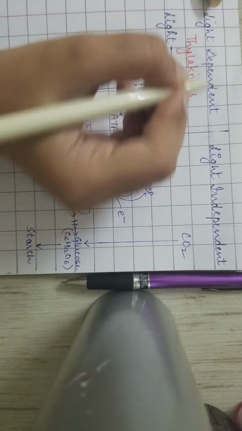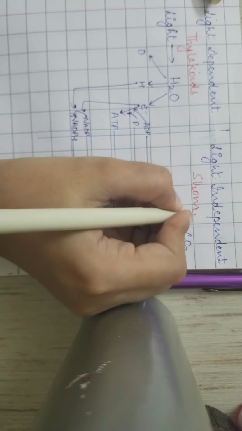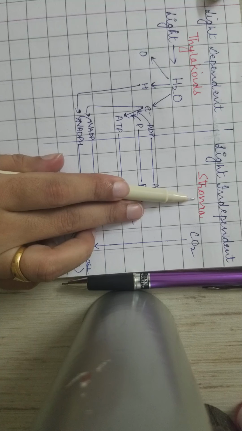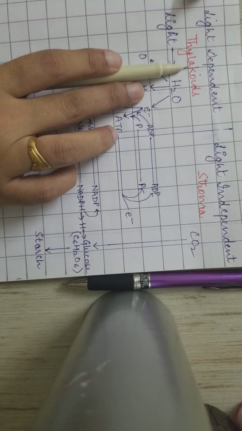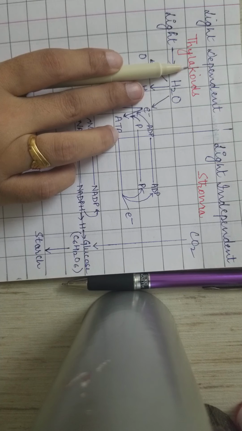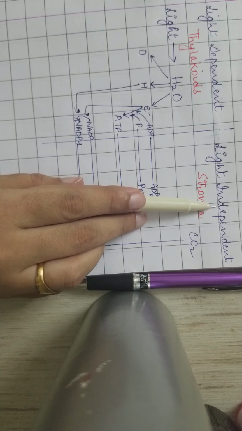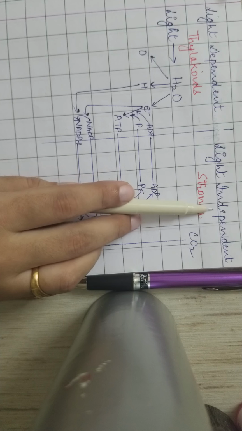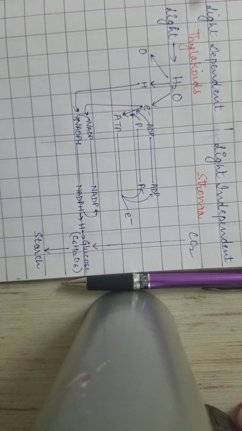Now if we see both the reactions together, the light dependent phase takes place in thylakoids and the light independent phase takes place in the stroma, which is the ground substance present in the chloroplast. The light independent phase does not require light. That is why we call it the light independent phase rather than the dark phase.